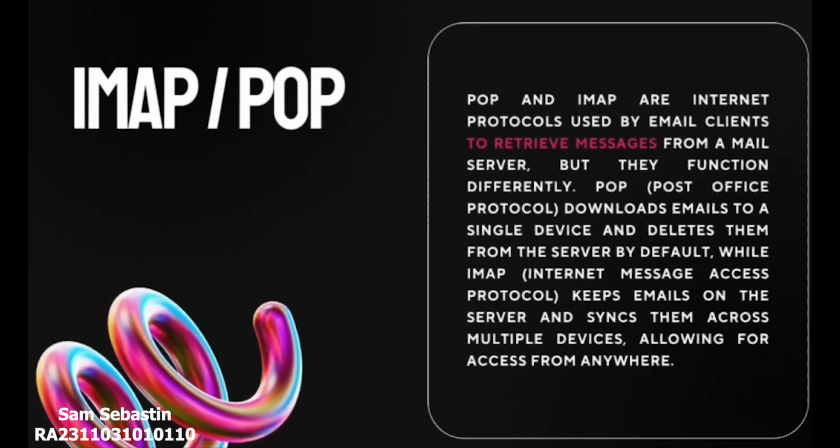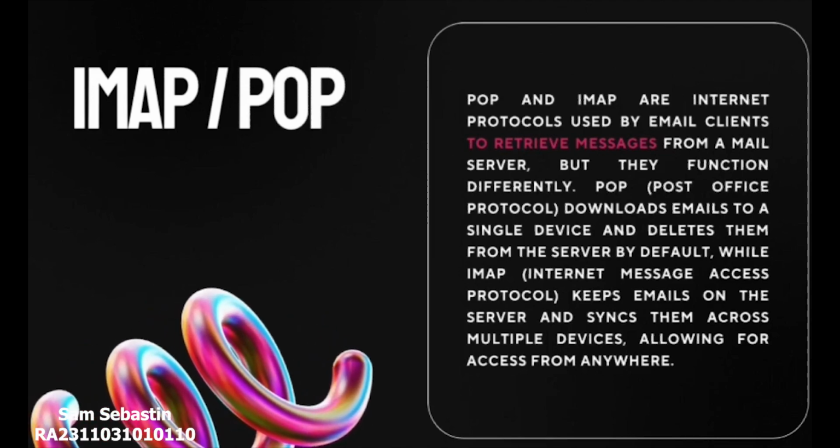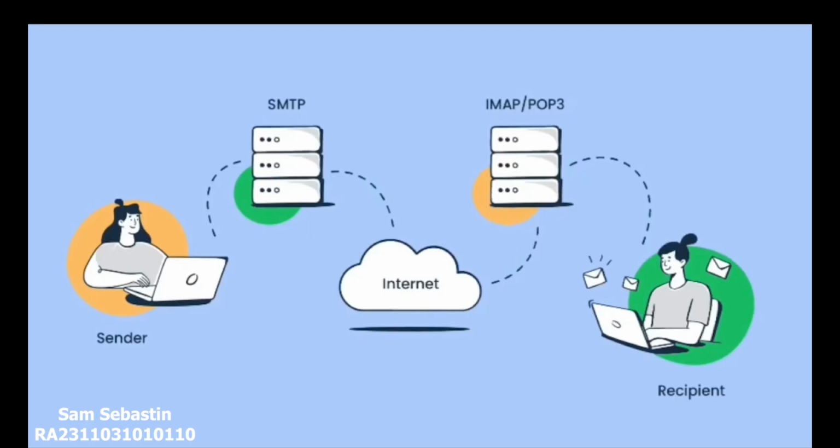Put it all together. When you send an email, SMTP sends it out from your device through servers across the internet until it reaches the recipient's mail server. When the recipient checks their inbox, either POP or IMAP retrieves that email and displays it on their device. So every email you send makes a small but complex journey from your Gmail through SMTP highways to the mail server and is finally fetched by POP or IMAP into someone's inbox.